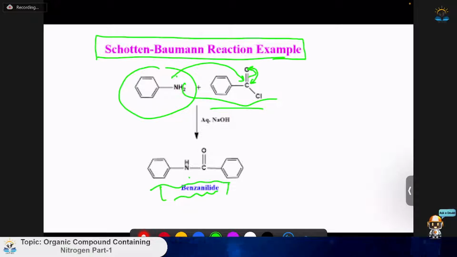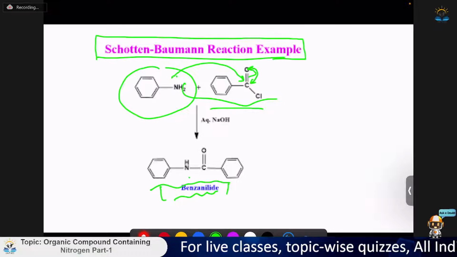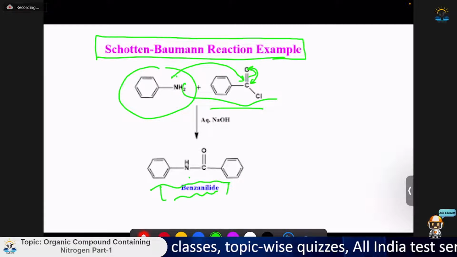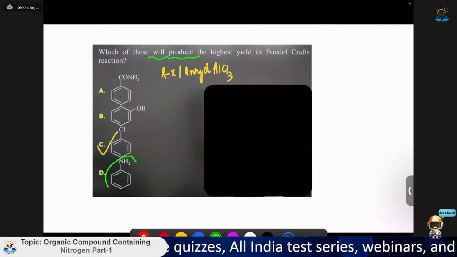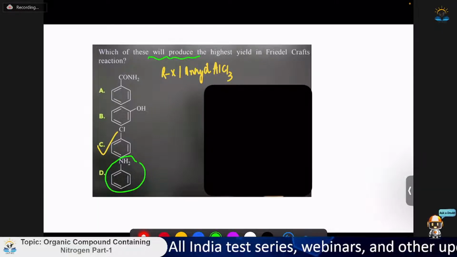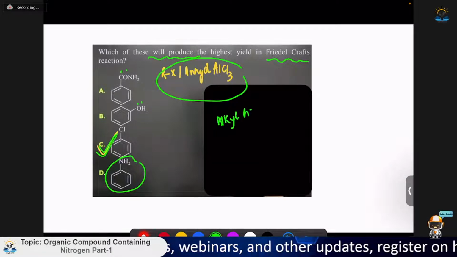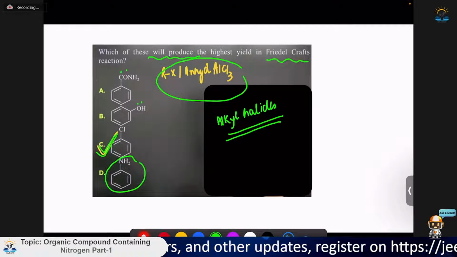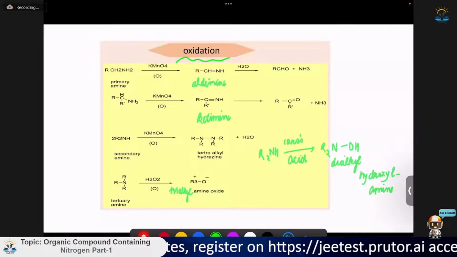Now we move on to the next, which one produces the highest yield. So aniline is given, OH is given, alcohol is given, and amide is given. So which produces the highest yield? We have to know that alkyl halides have the greatest yield. This we have to remember, that alkyl halides will have the greatest yield in Friedel-Crafts reaction. Then we saw alkylation, acylation.